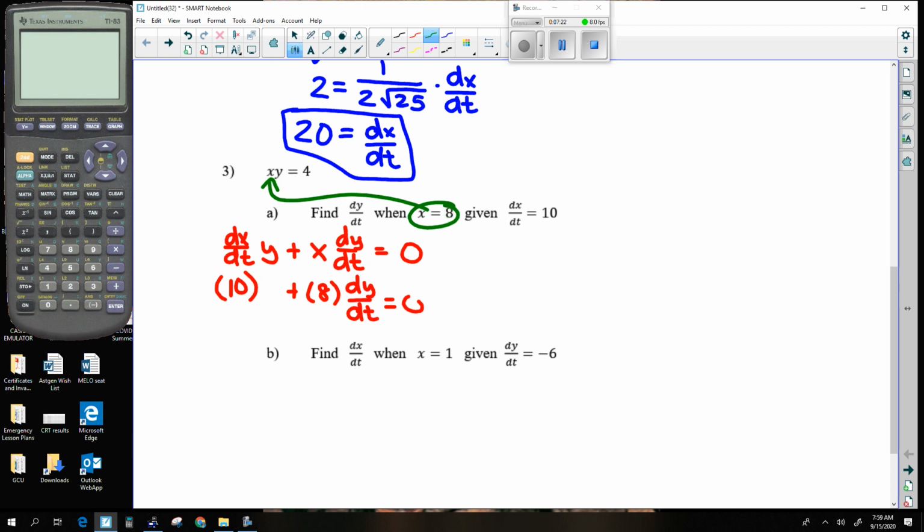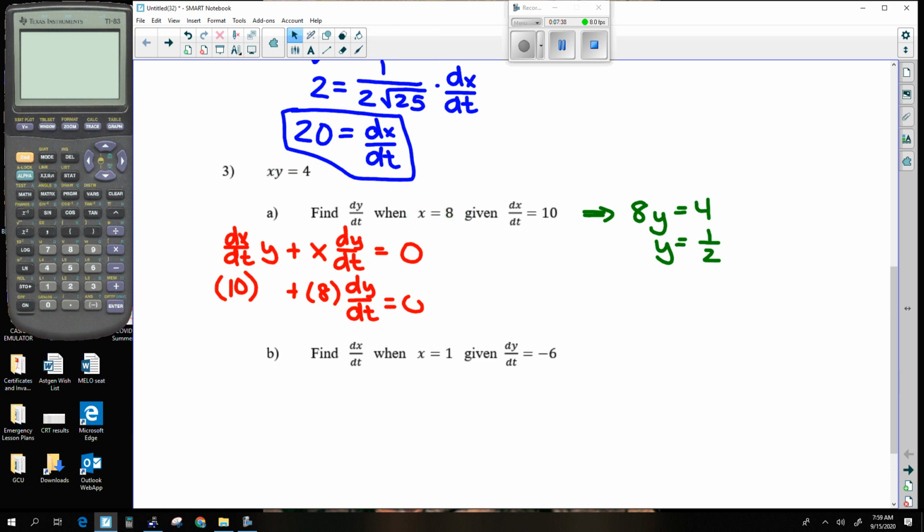So if x is equal to 8, this implies that 8y is equal to 4, thus y is equal to 1/2. So you just go back to your original equation and figure out where they're talking about. So y is 1/2. So 1/2 of 10 is 5, minus 5 is -5, divided by 8. This implies that dy dt is equal to -5/8.